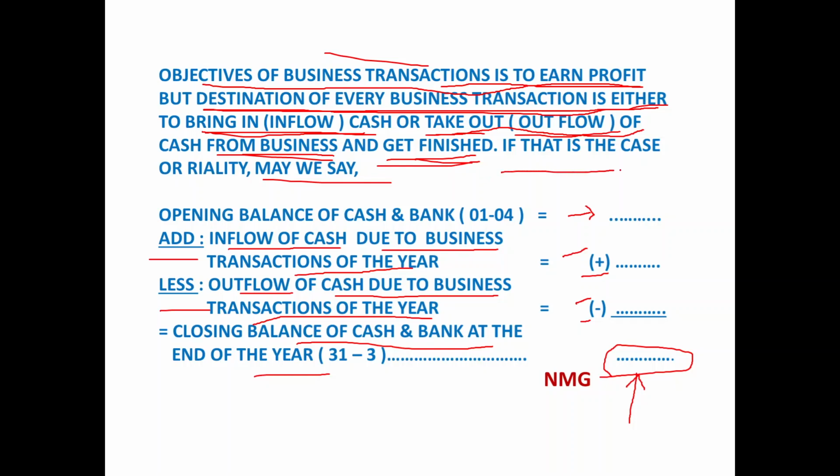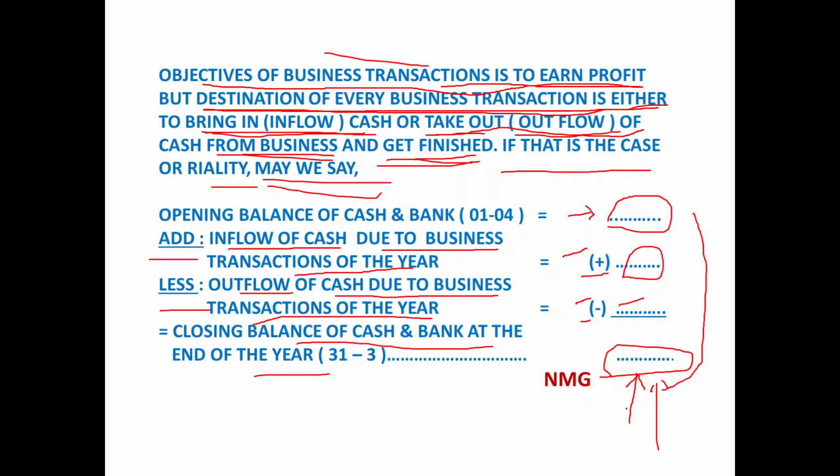और अगर ये होता है पूरे साल, if that is the case in reality, then this would be the position: opening balance of cash and bank at the beginning of the year and total cash inflow due to business transactions that took place during the last year added to the opening balance, less total cash outflow due to business transactions of the last year. जो कैश ले जाकर business transactions finish हो गए, उनको यहाँ से deduct कर दो. So that will give you the closing balance of cash and bank at the end of the year.